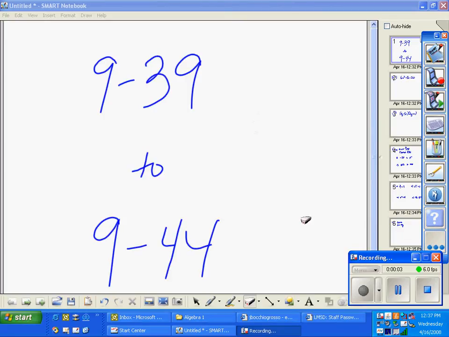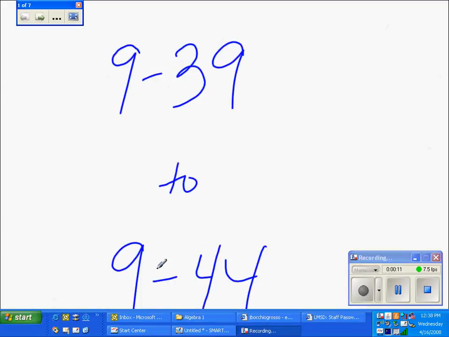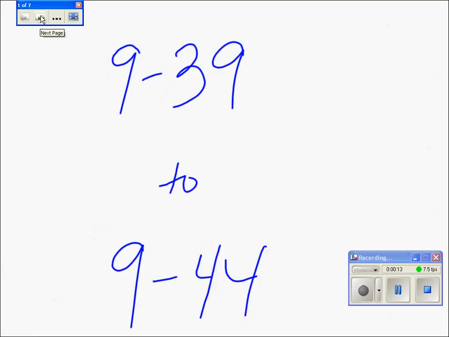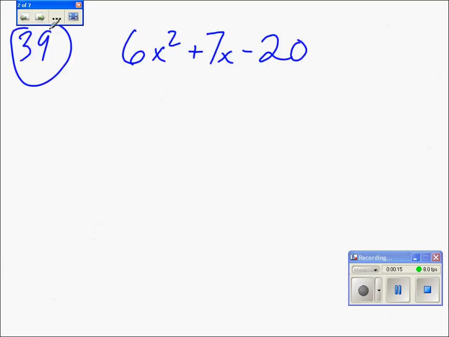Okay, today we're going to be doing problems 939 to 944. I think all of them are actually somewhat difficult, so we're going to at least touch on all of the questions. First one is 39, and it says, which of the expressions below is a factor of 6x squared plus 7x minus 20?